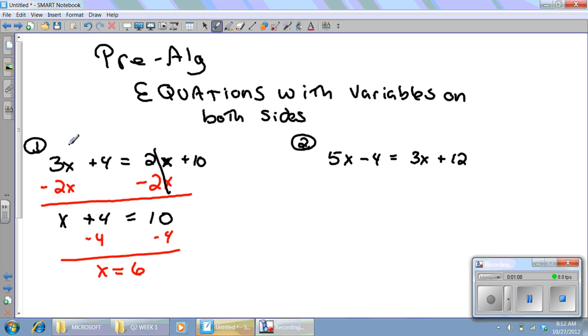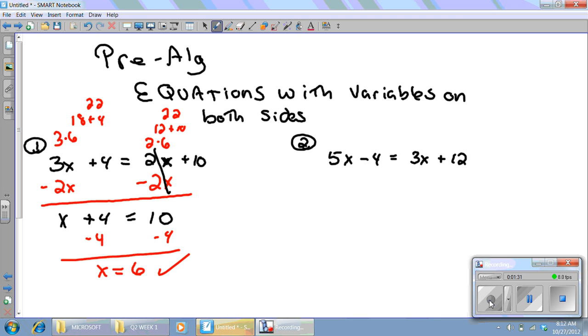Now let's check it out. What's 3 times 6? Well, that's 18. 18 plus 4 is 22. So the left-hand side gets me 22. What's 2 times 6? Well, that's 12. Plus the 10 is 22. See how I got 22 on both sides of the equation? I know I did my problem right.